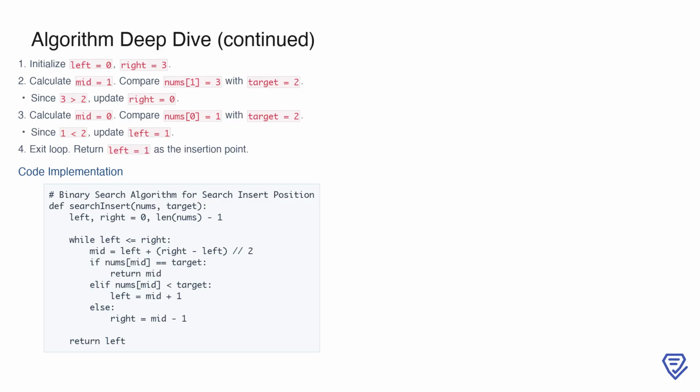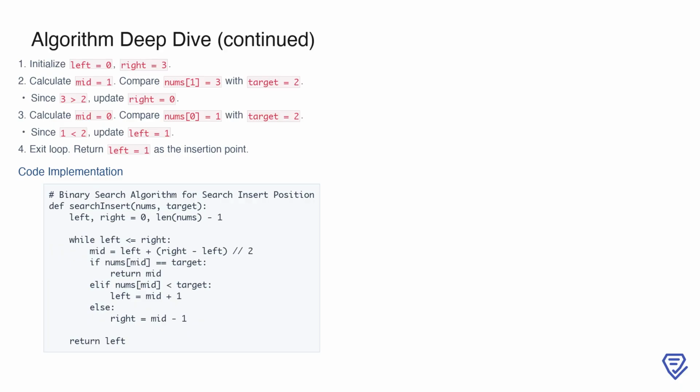Now, let's consider a different target value, such as 2. With the same array nums equals [1, 3, 5, 6], we initialize left at 0 and right at 3. Calculating the middle index gives mid equals 1. The value at nums[1] is 3, which is greater than 2. This means the target must be in the left half of the array, so we update right to mid minus 1, which is 0. Next, we recalculate the middle index with the updated pointers.